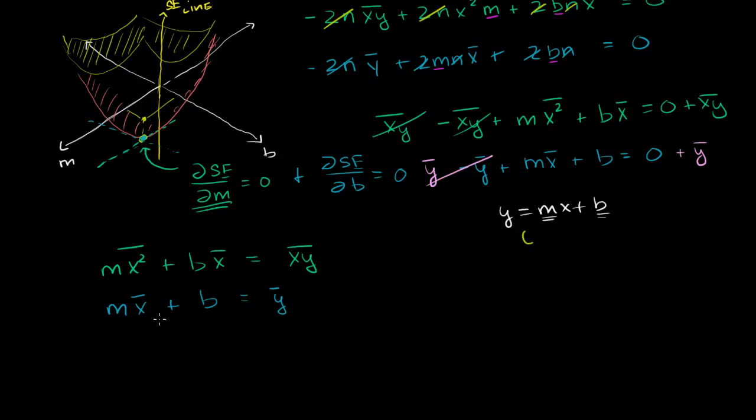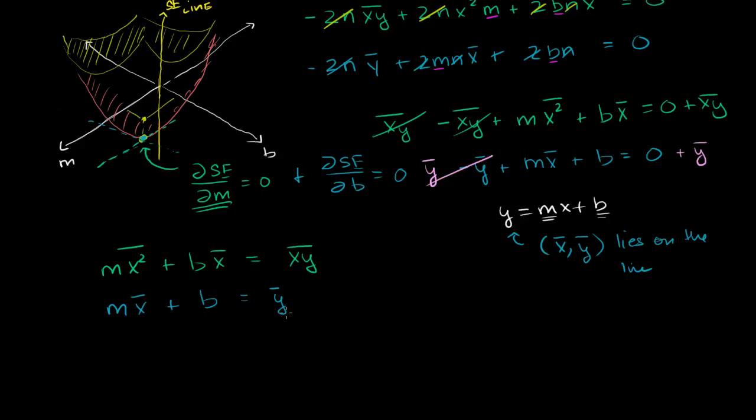And we get this from the second equation right here. It contains the point, or the point, I should write it this way, the coordinate mean of x, mean of y lies on the line. And you can see it right over here. If you put the mean of x in this for the optimal m and b, you are going to get the mean of the y.